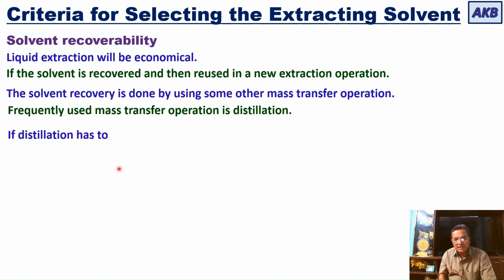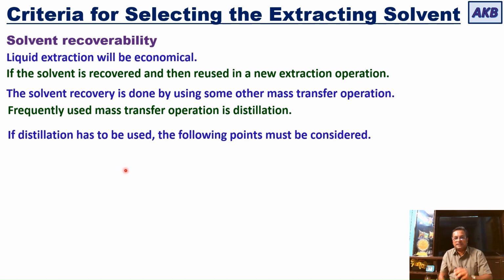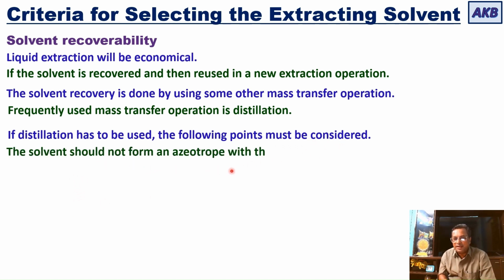And if distillation has to be used, then you need to consider a few points. What are these points? Let us understand. So if distillation has to be used, the following points must be considered. First thing is, the solvent should not form an azeotrope with the extracted solute. So at the end of extraction, you are going to get an extract phase. Extract phase is nothing but a solution of solvent and the solute.